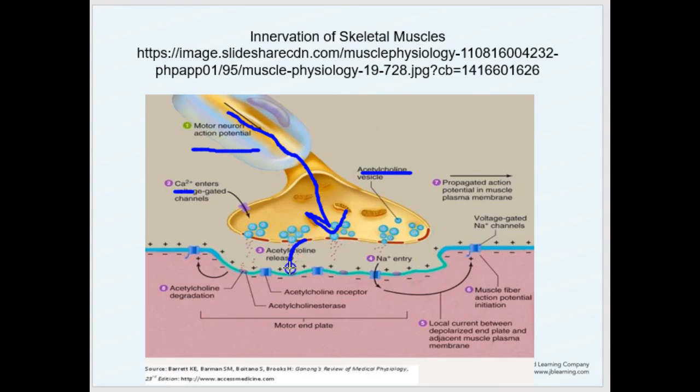Acetylcholine releases. It'll go into the synaptic cleft. It'll attach to receptors on the skeletal muscle. And what happens then is that acetylcholine will cause the skeletal muscle to have an action potential. So basically, acetylcholine is a neurotransmitter, and it causes an action potential in the muscle fiber. There's a lot more than what I just explained. Okay, those are the basics that I want you to know.